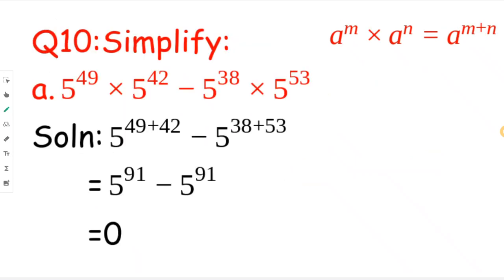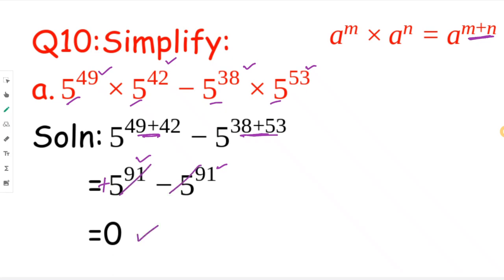Alright, question number 10. Let's look at A. They have the same base, different powers. That means I can add their powers. So 49 plus 42, 38 plus 53. When you add these two, I'll get 91. When I add 38 plus 53, I'll get 91. You can see this is plus, the other is minus. They're same, one is plus, the other is minus, so I can subtract them simply, and my answer will be 0.